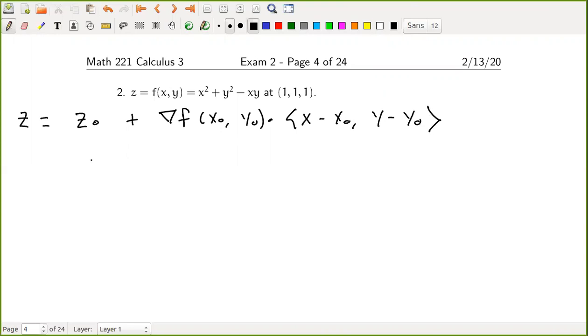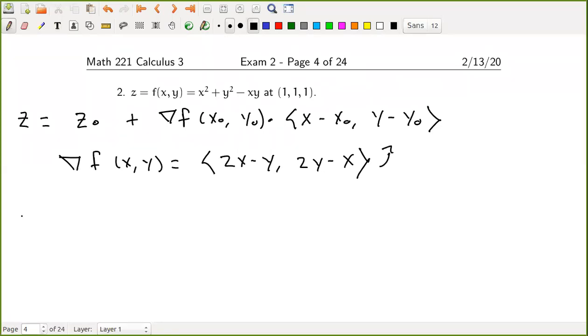Okay, and I'm going to go ahead and compute the gradient down here so I don't get too confused. So the gradient of f, the first component is the x derivative. So this is 2x minus y. The second component is the y derivative. So this is 2y minus x. Okay, and now I can plug it in up here.